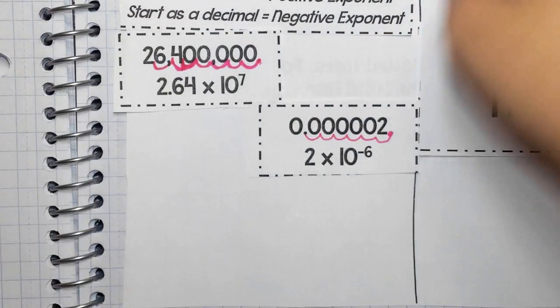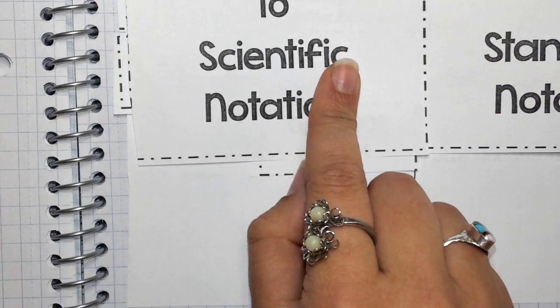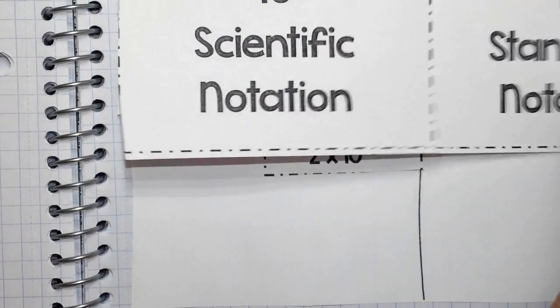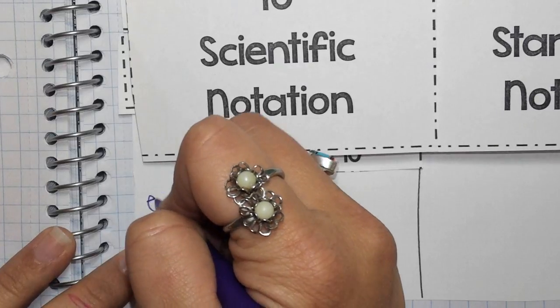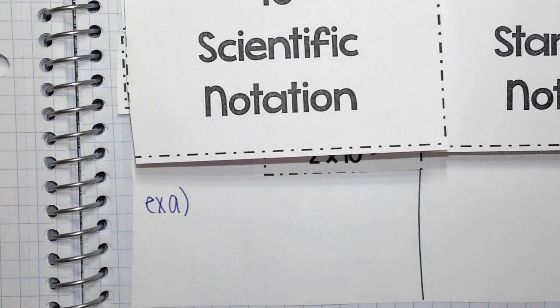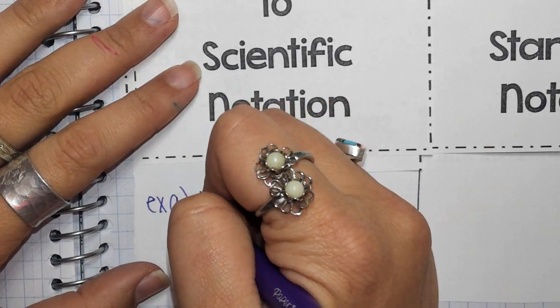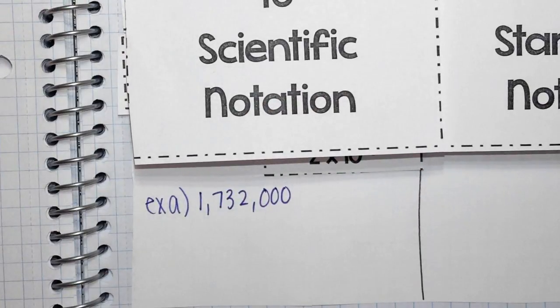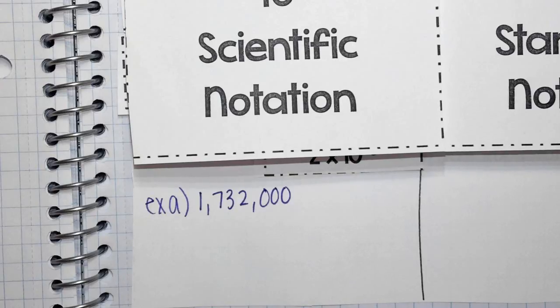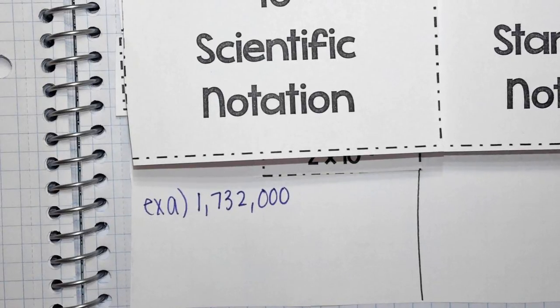Alright, so what we're going to do, first, we're going to practice going from standard form to scientific notation. Then, we're going to practice going from scientific notation to standard form. And we're going to use our notes to help us figure out how to do it. So, let's write example A: 1,732,000. Now, we're going from standard notation to scientific notation.